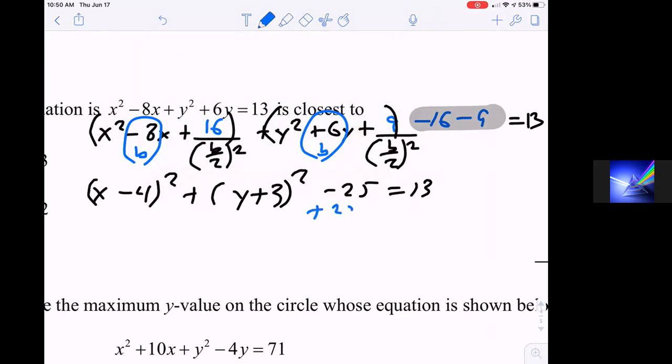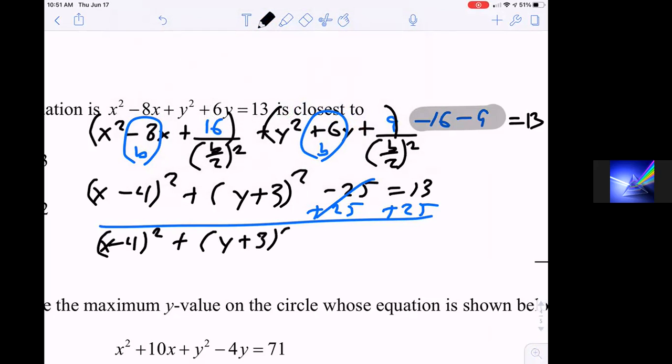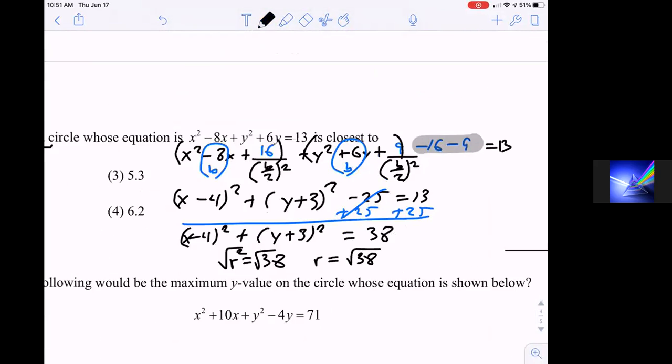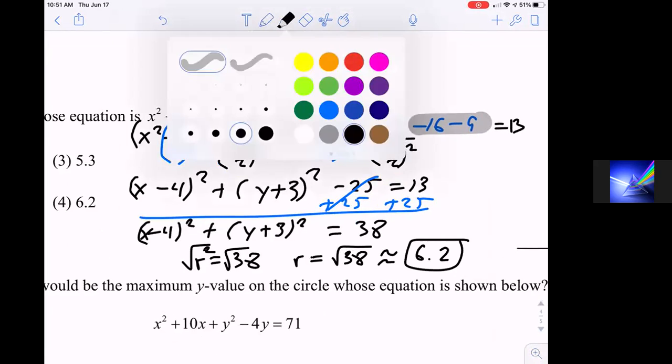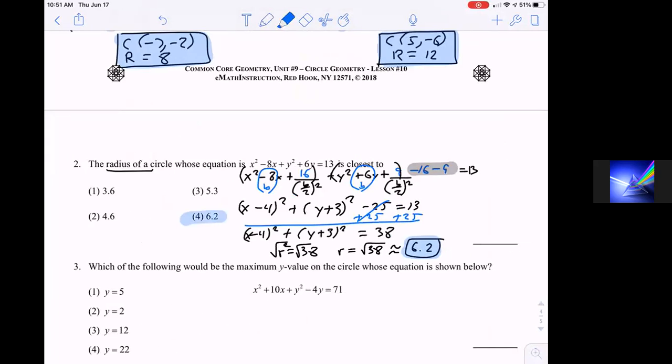Add the 25 to both sides. And we get (x minus 4) quantity squared plus (y plus 3) quantity squared equals 13 plus 25, or 38. Well, the radius, if r squared equals 38, then square root both sides, and r would be the square root of 38. Now, since all your answers are decimals, go ahead and take the square root of 38, and you get about 6.2, which is option 4.